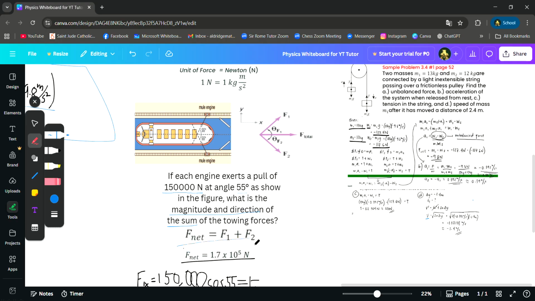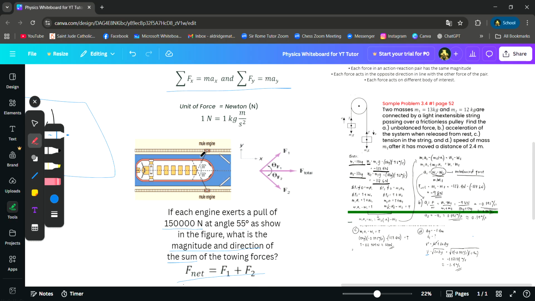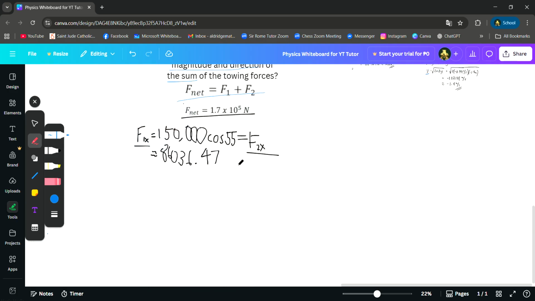So we just add, since this is the free body diagram of the mule engine forces, the y components cancel each other out. If you can imagine that, please do, because they're the same magnitudes. The y would cancel out, so all we're left with is x. We add the 2x.